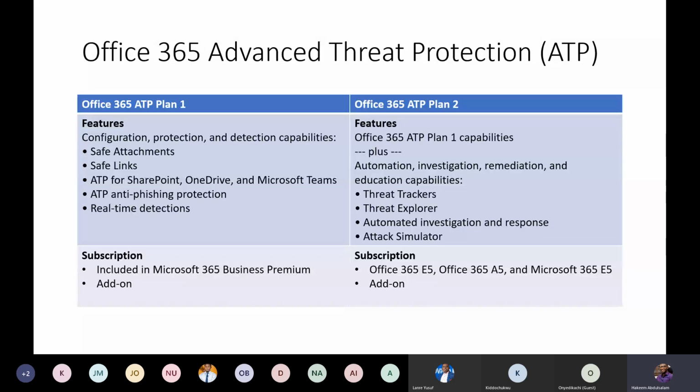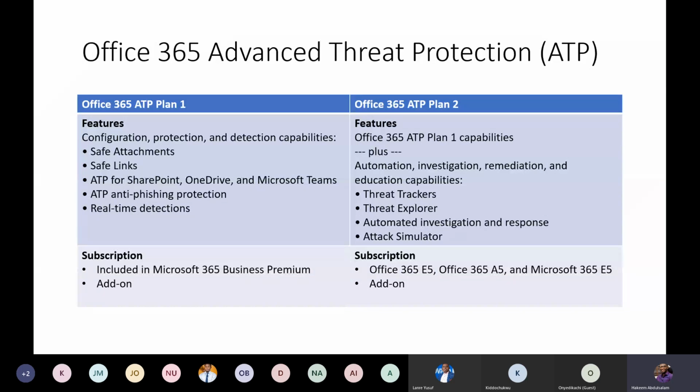So the anti-phishing protection deals with all of that. And not only that, it works in real time; there is real-time detection whereby all these things are being detected. So Plan 2 comes with everything Plan 1 has. But in addition, it gives you the automation, the investigation, and the ability to remediate most of these issues. And it gives you education capability in terms of being able to track the threats and explore the threats to gain insight into them. You can automate investigation and also respond.